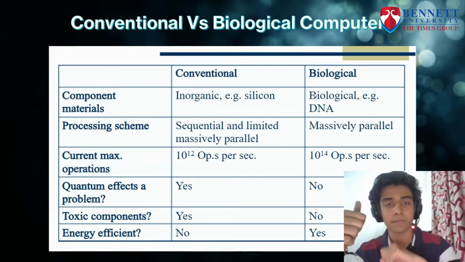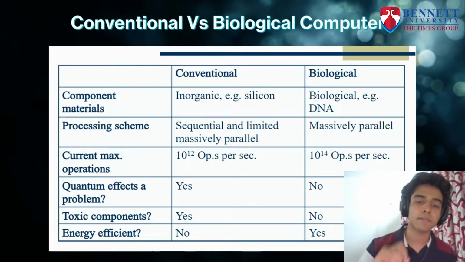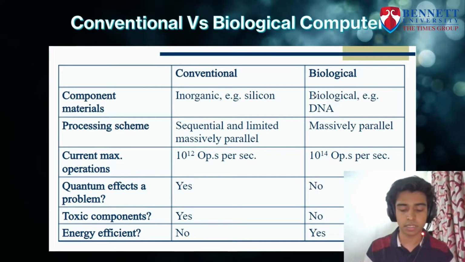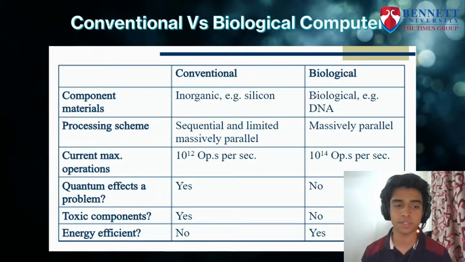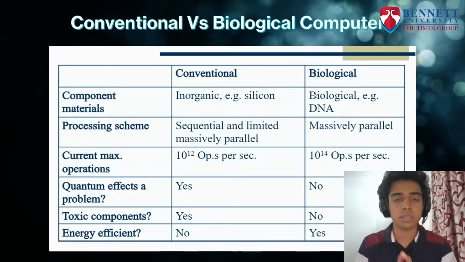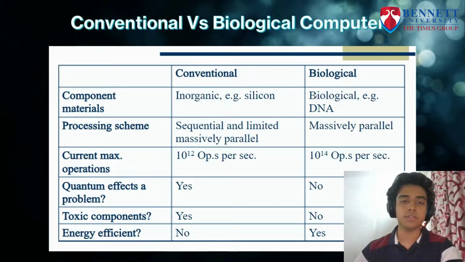In terms of speed, the conventional computers have a maximum speed of 10 raised to the power of 12 operations per second, whereas in biological computers, the maximum speed that we have recorded is 10 raised to the power 14 operations per second. Now, conventional computers are not very energy efficient, but the biological computers are extremely energy efficient.